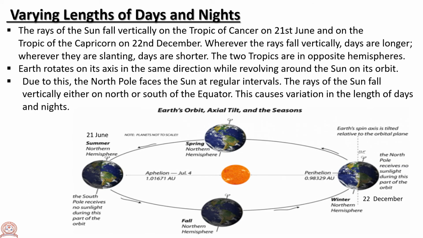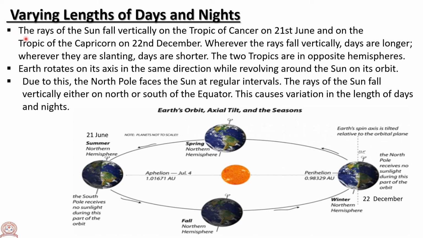Varying lengths of days and nights. The rays of the sun fall vertically on the Tropic of Cancer on 21st June and on the Tropic of Capricorn on 22nd December. Wherever the rays fall vertically, days are longer. Wherever they are slanting, days are shorter. The two tropics are in opposite hemispheres.